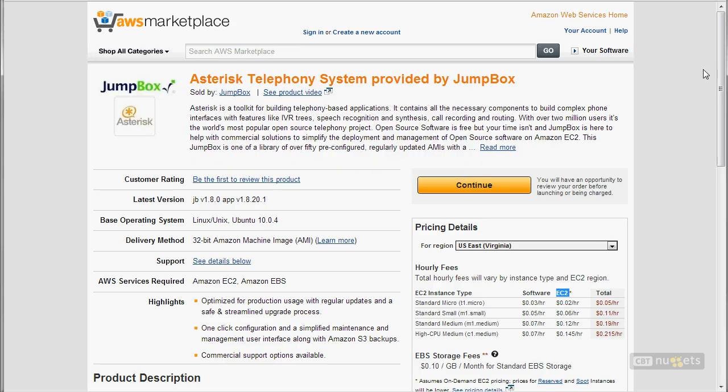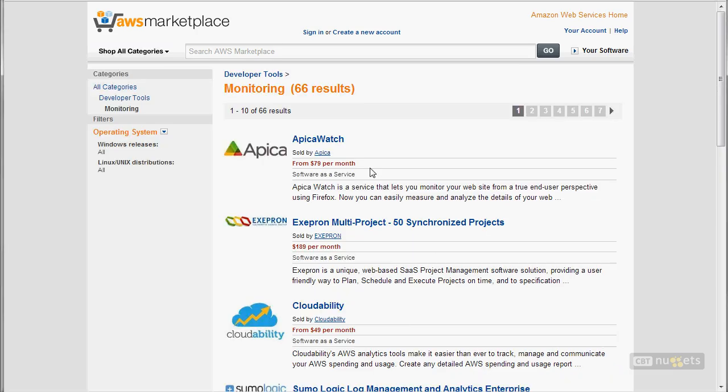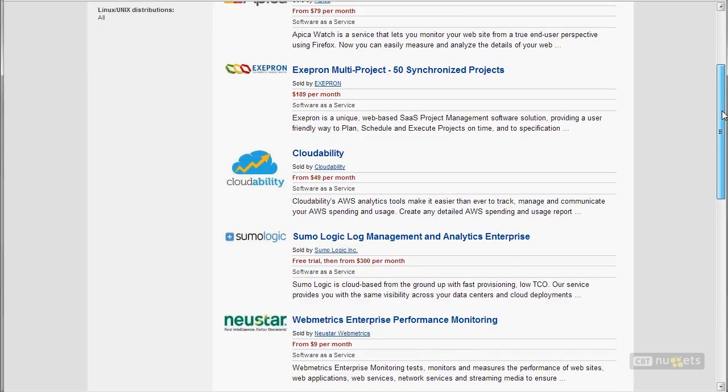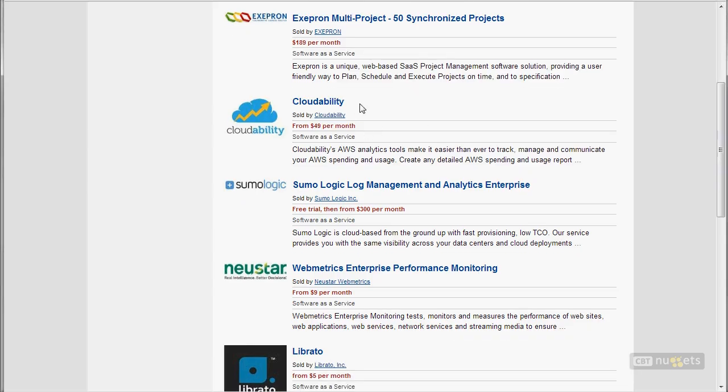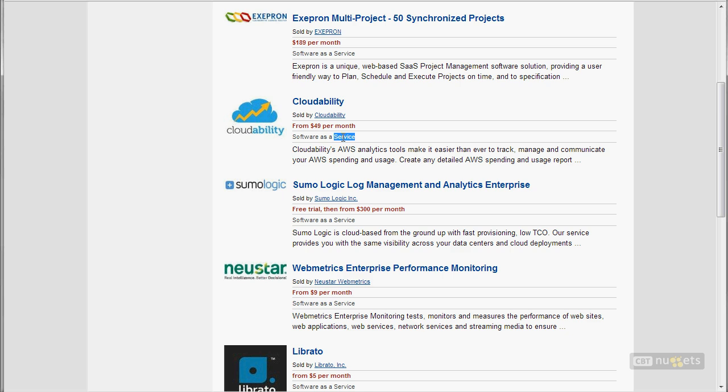But I mean, this marketplace, you can look at the categories. Let's just look at monitoring. You can see all these different monitoring vendors, CloudAbility, and sometimes people aren't even selling an instance. They're just saying, hey, it's $49 a month to run this software as a service. So it's not hourly or anything like that. So you can just look through this marketplace.